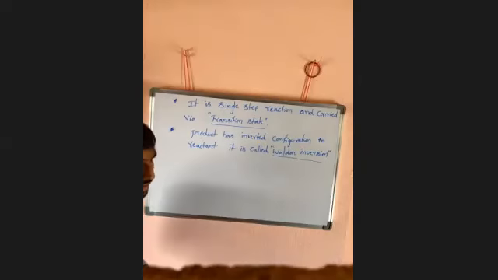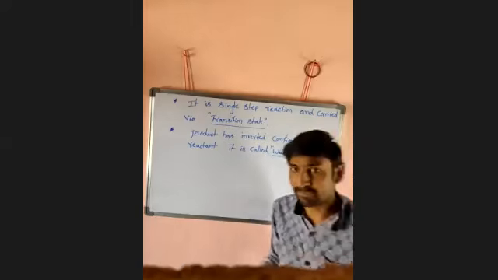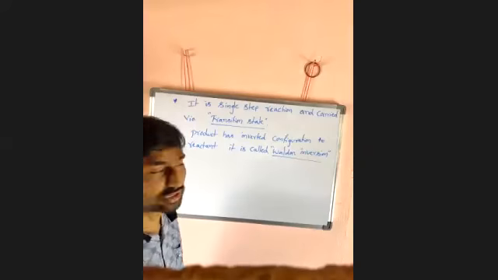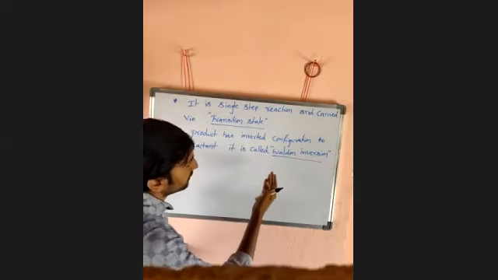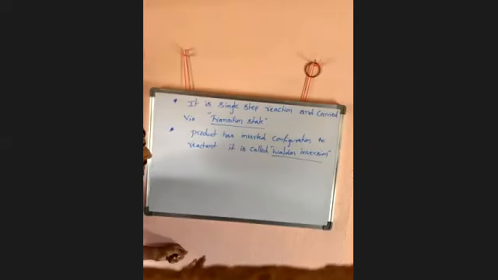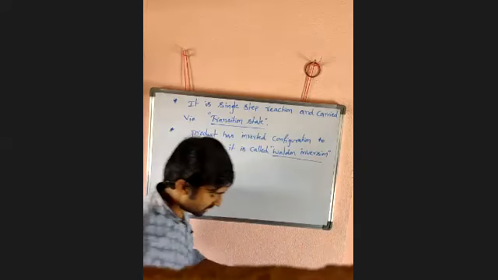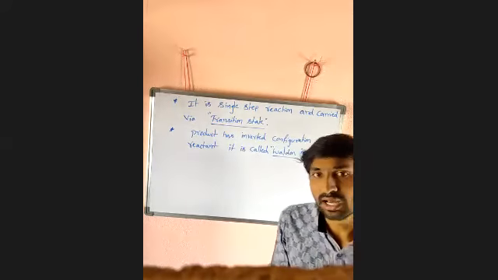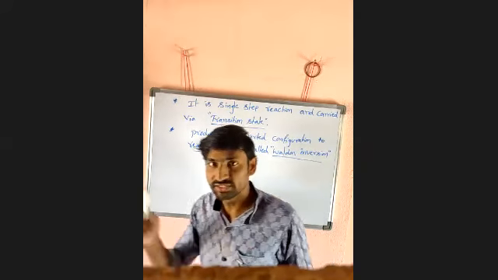Inverted configuration means reverse configuration, just like when an umbrella is placed in the wind, what happens? It is blown into reverse. Just like that, the product configuration is reversed relative to the reactant. That inversion is called Walden inversion. For example, in first year we discussed cis and trans. Cis and trans are opposite to each other: one is the same side, one is the opposite side. Just like R configuration and S configuration.